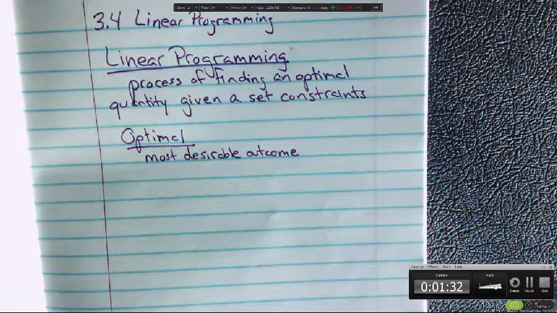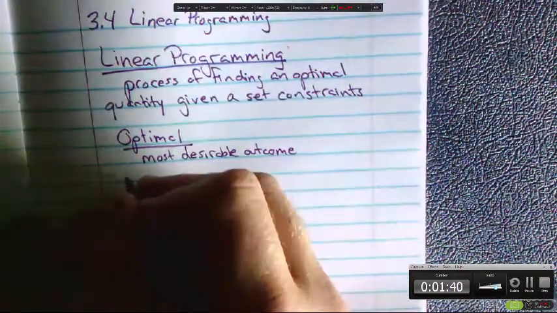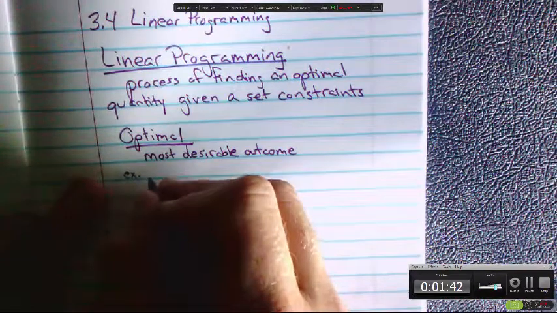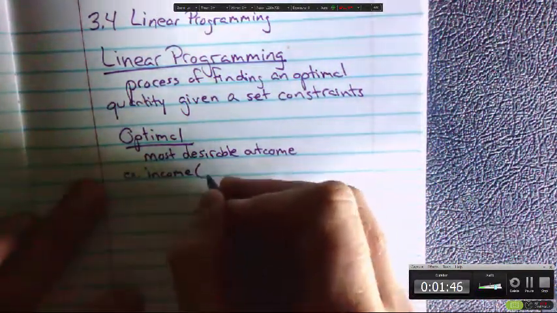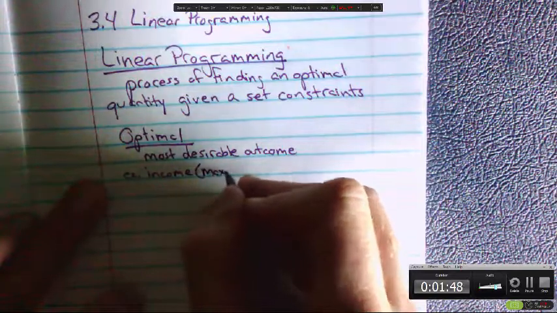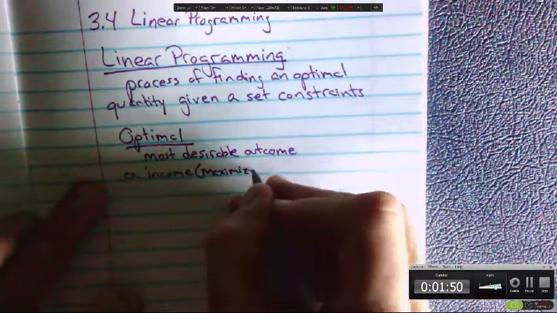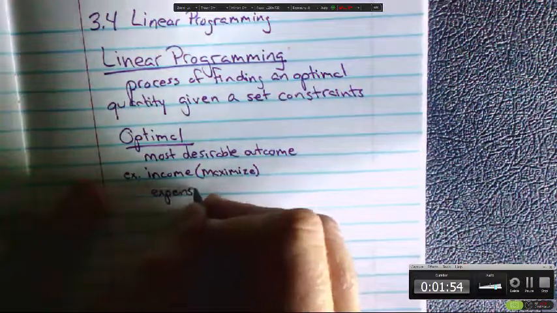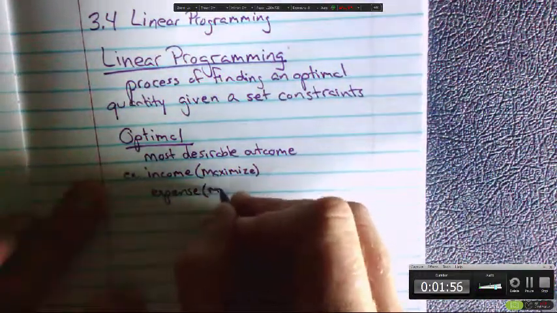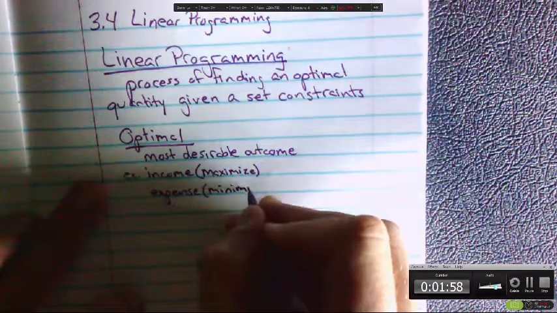And in terms of expense or money spent, the optimal outcome would be to spend the least amount of money, so that'd be minimizing. Okay, so for an example, income, the optimal quantity would be to maximize. And for expense, the optimal quantity would be to minimize. We want the least expense.